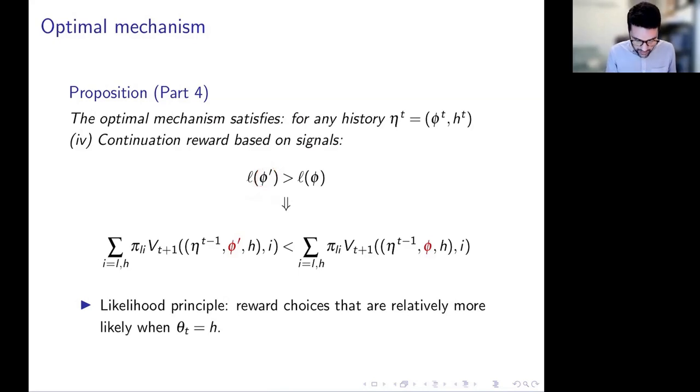So if we look at the continuation utility from period T+1 onwards, this continuation utility is going to be lower if an agent has this signal realization phi prime compared to signal realization phi. Once again, coming from this no likelihood principle, I want to punish this signal realization phi prime, and the optimal way to do this is not only to give the agent less consumption today, but also to punish the agent with lower continuation utility in the future. Any questions?